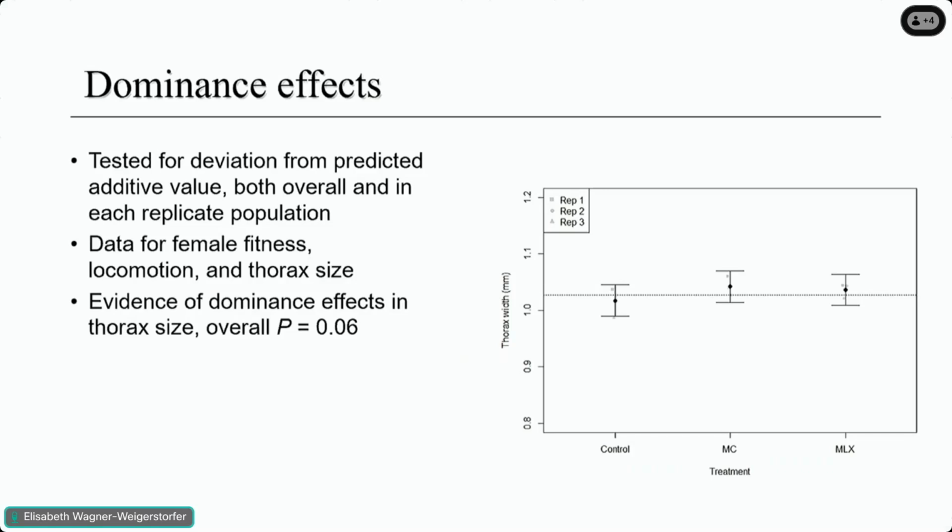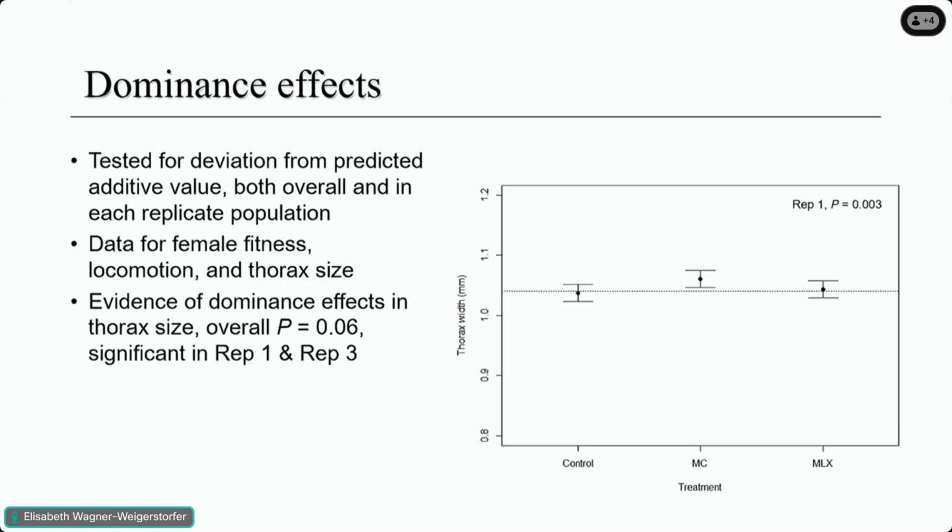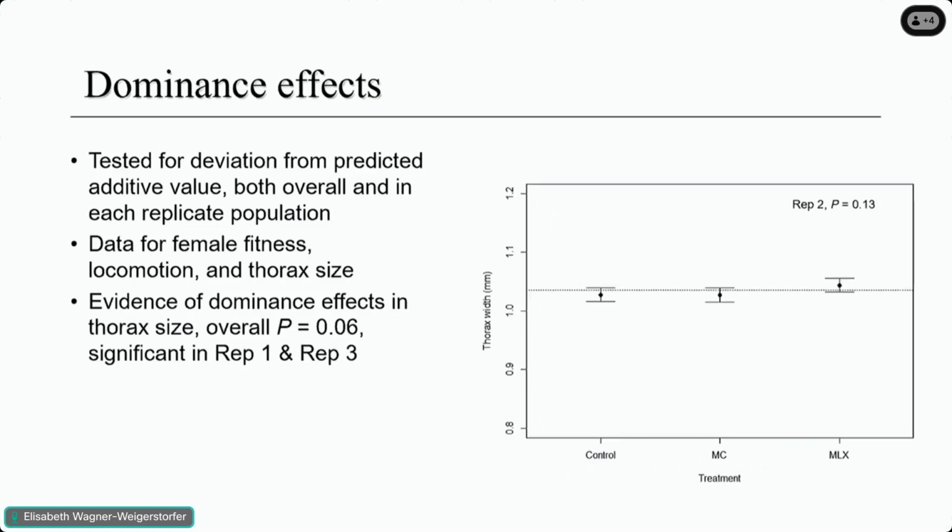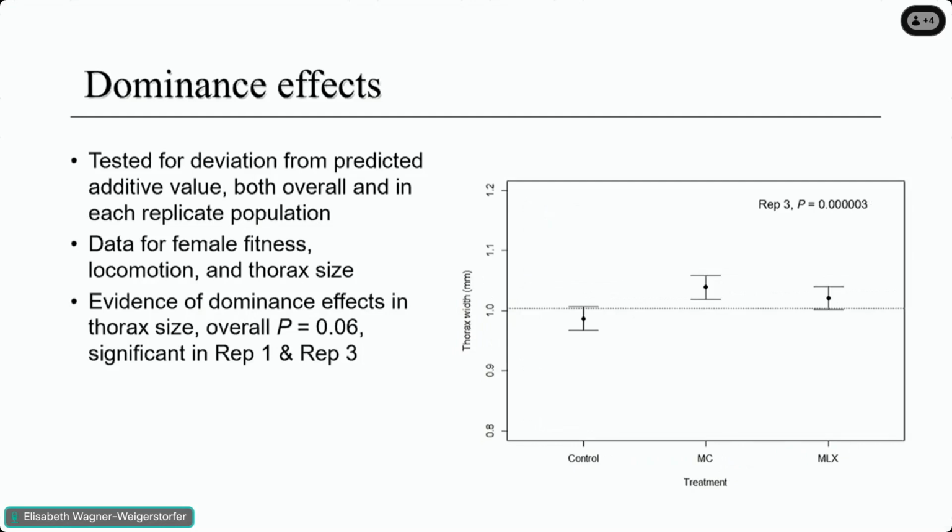And when you break it up into the replicate populations, it's significant in rep 1 and rep 3, but the pattern is a little bit different. So in rep 1 here, this is almost looking more like overdominance. In rep 2, it's looking more like the control variant is dominant, or it's looking sort of recessive in MC compared to MLX. And in rep 3 is sort of the most convincing signature of dominance rather than anything else. But overall, it seems like there's non-additive effects happening in body size.